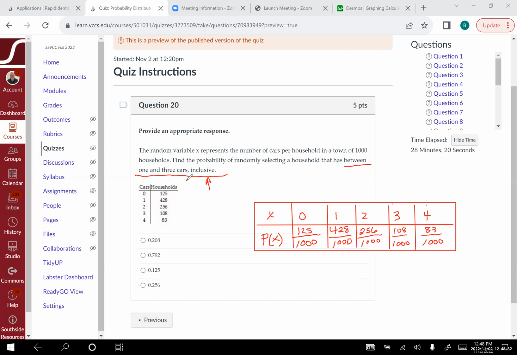All right, what would this one be? The second one. All right, so between 1 and 3 inclusive, we would be looking at those, wouldn't we? Yes. You add those up and you get 0.792. Very good.